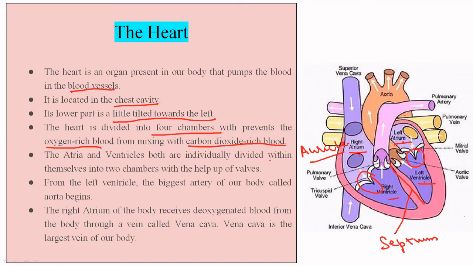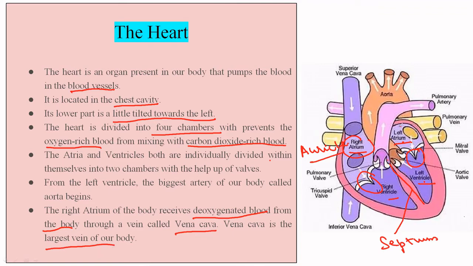The right part of the heart is receiving deoxygenated blood from different parts of the body. Different parts of the body produce carbon dioxide rich blood, which is carried through the vena cava and is received by the right atrium. Vena cava is the largest vein of our body.